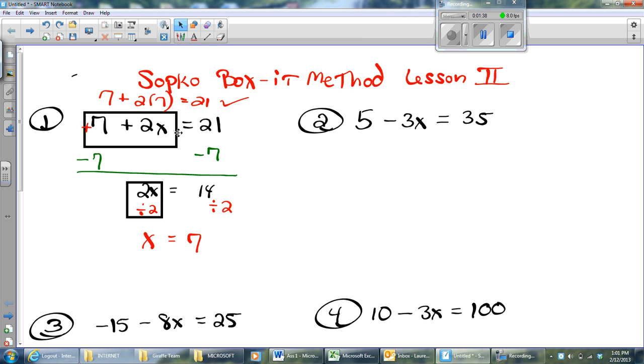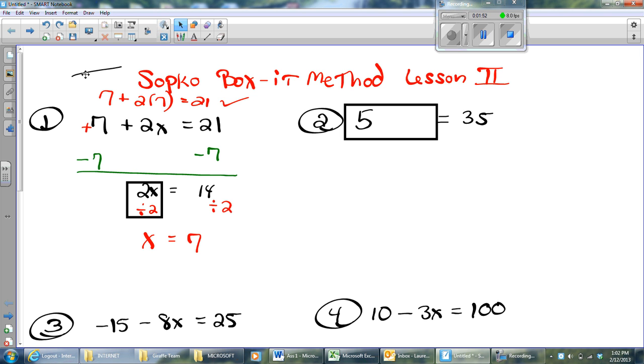All right, let's try that with this problem over here. Problem number 2 is 5 minus 3x. Now, I picked these specific problems on purpose because of an assessment where I saw you had difficulty with this type of problem. So I'm going to do the same thing, and I'm going to cover up the variable. And notice that the 5 is positive. It's just like the last problem. So I am going to subtract 5 from each side. And when I subtract 5 from each side, I end up with a negative 3x equaling 30.